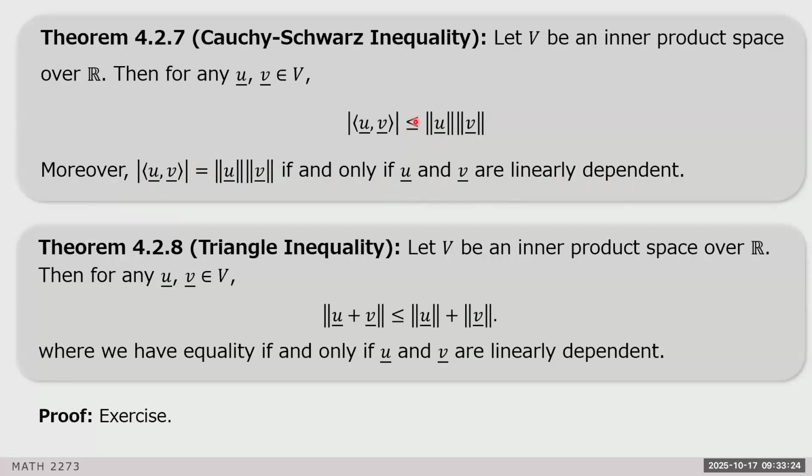You get a nice equality. If you don't know whether or not they are dependent or independent, then you need to put less than or equal. Okay, and this is called the Cauchy-Schwarz inequality.